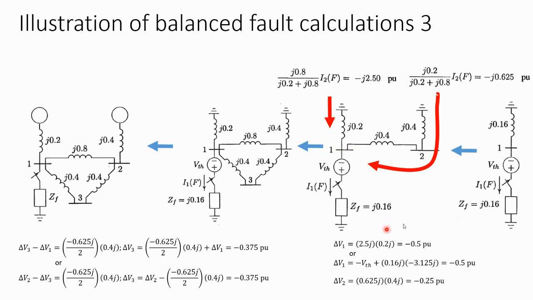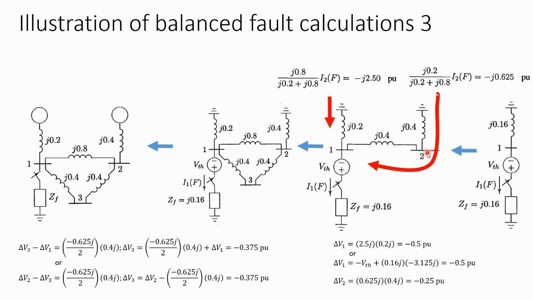Another way is to look into this branch of the network to determine delta V1. So if I walk down, I will obtain negative VTH plus ZF multiplied by I1F to obtain the potential drop in this impedance, and this is the resultant delta V1. So no matter which way of calculating delta V1, you should observe that they are the same: negative 0.5 per unit.